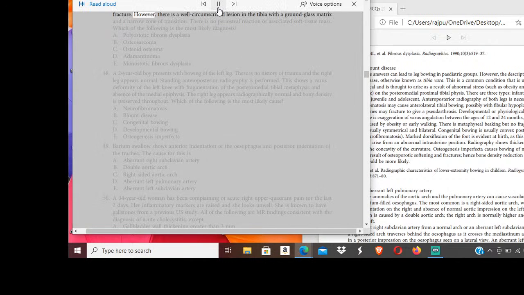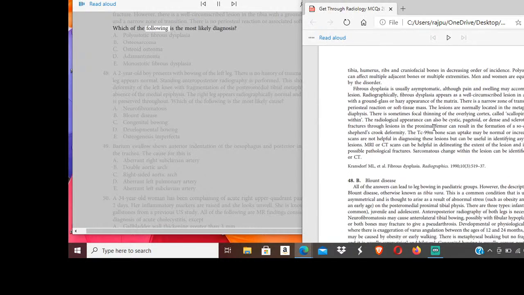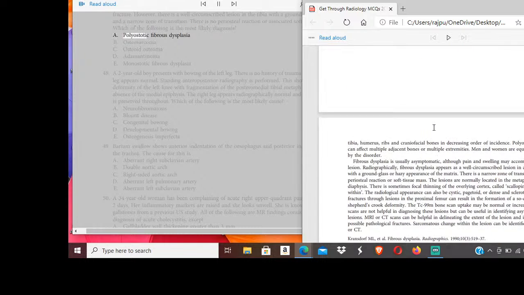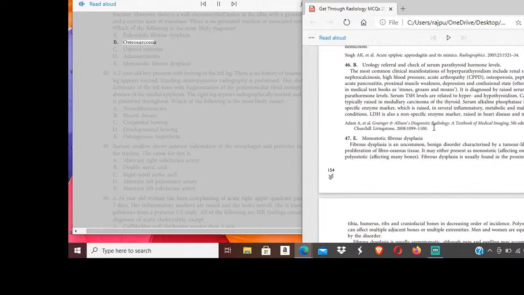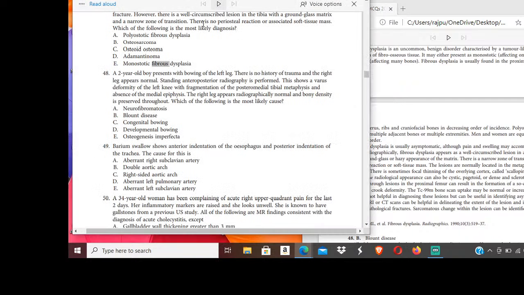Fracture. However, there is a well-circumscribed lesion in the tibia with a ground glass matrix and a narrow zone of transition. There is no periosteal reaction or associated soft tissue mass. Which of the following is the most likely diagnosis? A. Polyostotic fibrous dysplasia. B. Osteosarcoma. C. Osteoid osteoma. D. Adamantinoma. E. Monostotic fibrous dysplasia.